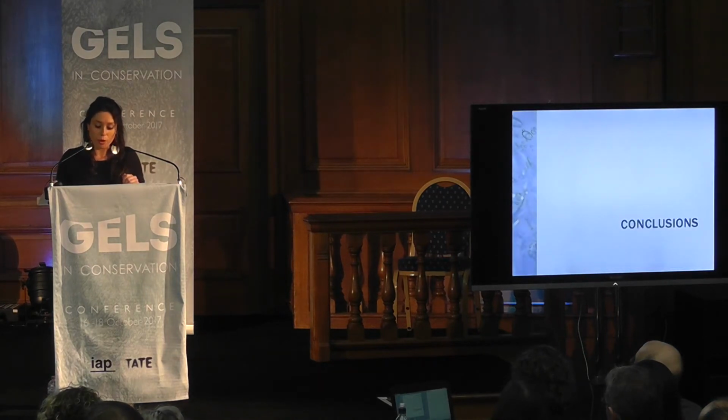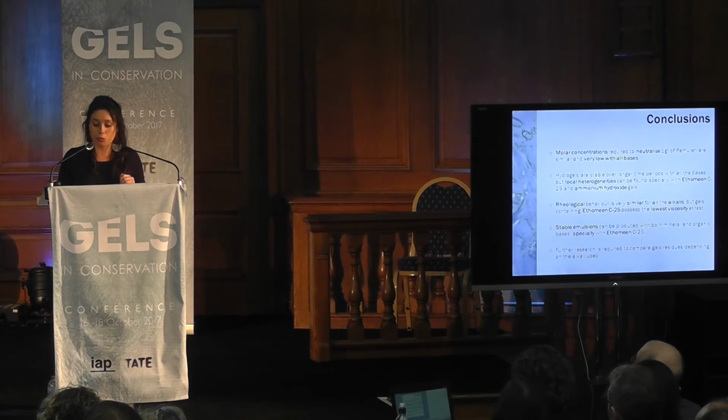In conclusion, molar concentrations required to neutralize 1 gram of Pemulen are similar and very low with all bases. Also, the gels seem stable over long time periods with all the bases, but local heterogeneities can be found especially with etomine and ammonia hydroxide gels. We saw the rheological behavior is very similar for all the alkalis, but gels containing etomine possess the lowest viscosity at rest. Then, stable emulsions can be produced with both mineral and organic bases, but especially with etomine, which enlarges a lot the emulsion capacity.